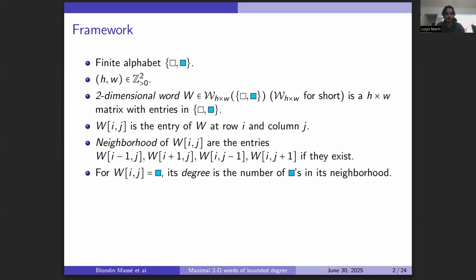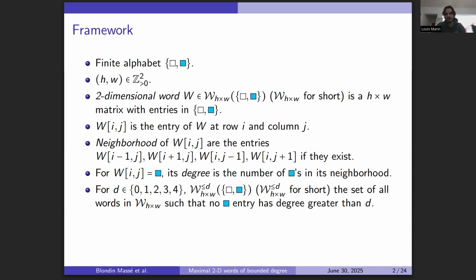We'll introduce the notion of degree in a two-dimensional word with this alphabet. We only look at the degree of an entry if the letter is the occupied cell letter, and its degree is simply the number of other occupied cells in its neighborhood. The neighborhood does not include the entry itself. The degree of the cell is the number of occupied cells in its neighborhood.